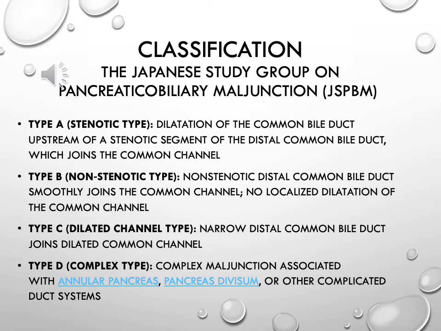Type B is the non-stenotic type. The non-stenotic distal common bile duct smoothly joins the common channel, with no localized dilatation of the common channel. Type C is the dilated channel type. A narrow distal common bile duct joins a dilated common channel, while Type D is a complex type, a complex malfunction associated with annular pancreas, pancreas divisum, or other complicated duct systems.